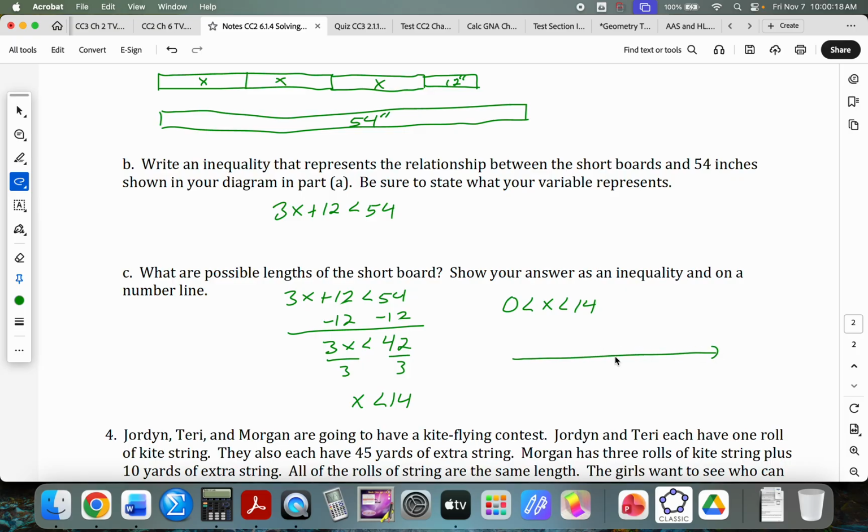So for our graph for x, it's got to be in between 0 and 14. When you're doing these number lines, you don't have to put every single mark, but you should have something other than just one number in the middle.